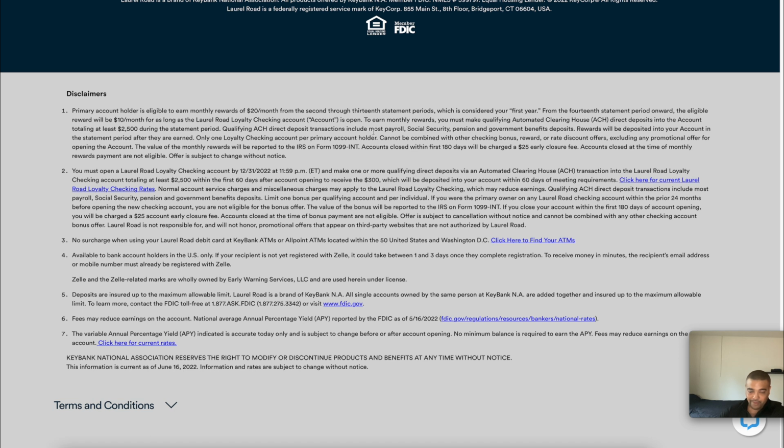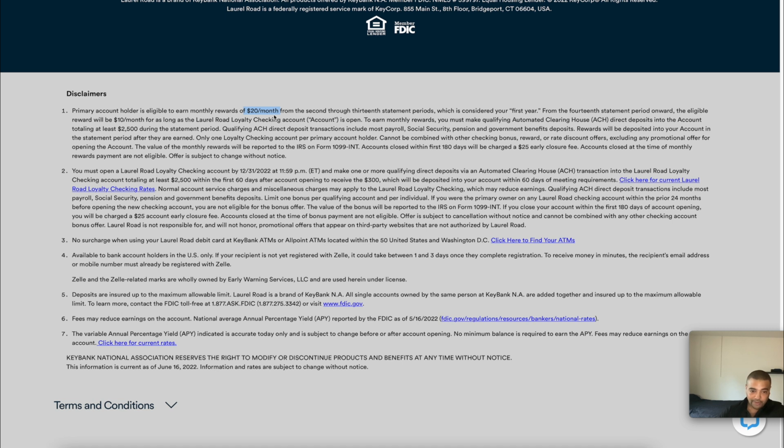Okay, so we have that part understood now. We have our date range. To earn the monthly rewards, you must make qualifying automated clearinghouse, ACH, that's what it stands for, direct deposits into the account totaling $2,500 during the statement period. Above they just said qualifying, but now we know qualifying is $2,500 during the statement period. A statement period would be like August 1st to August 31st, basically that month. So $2,500 a month in direct deposit is going to get you your $20 a month for months 2 through 13.